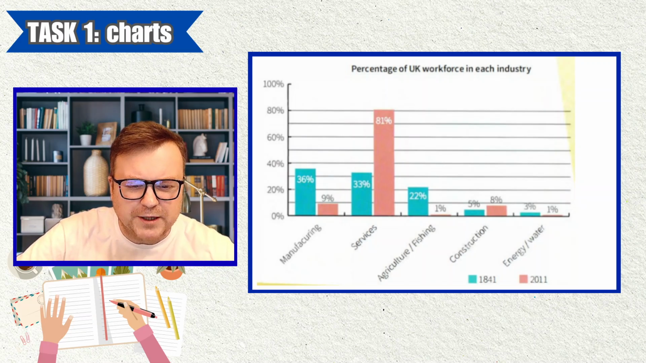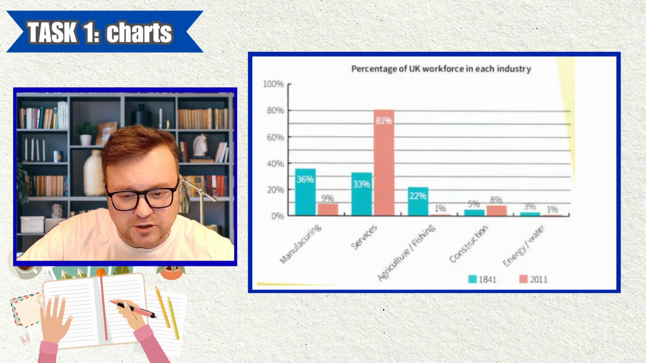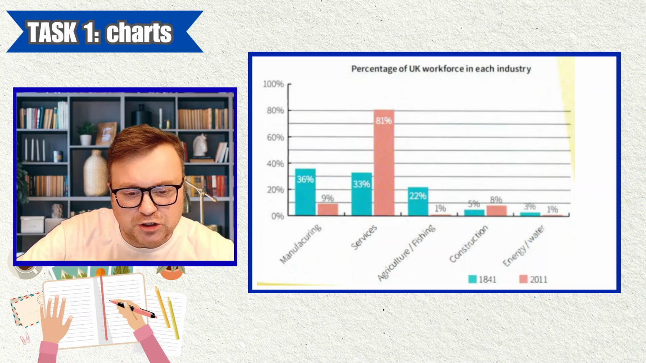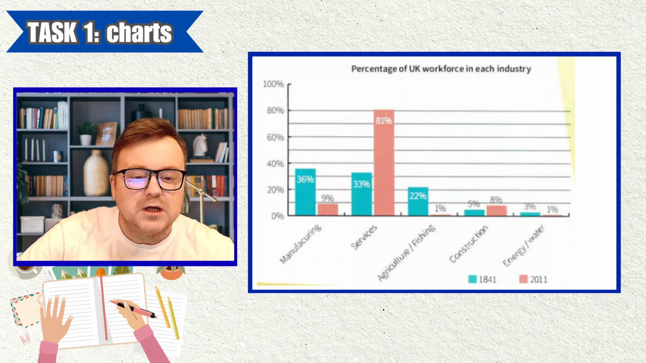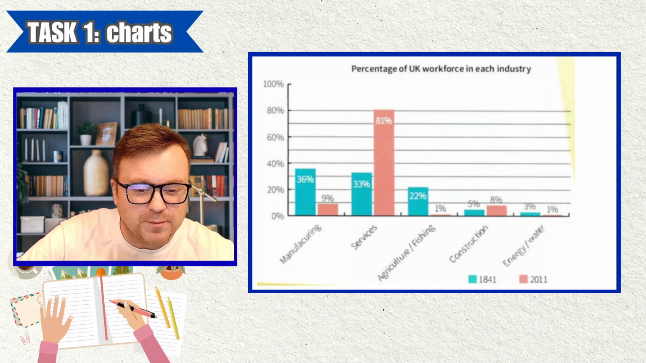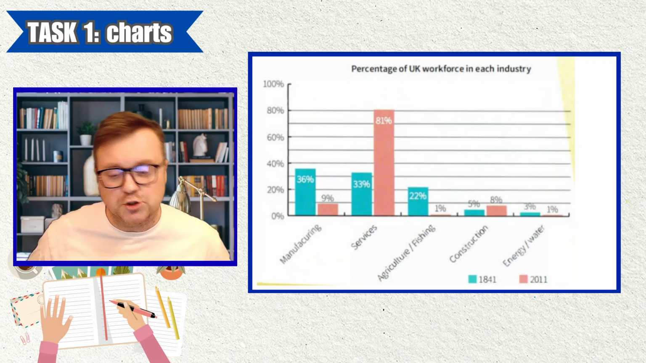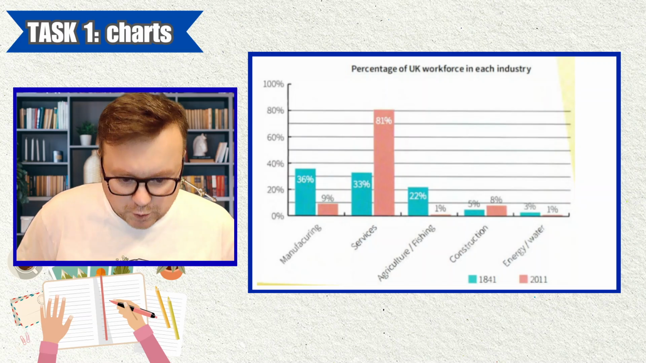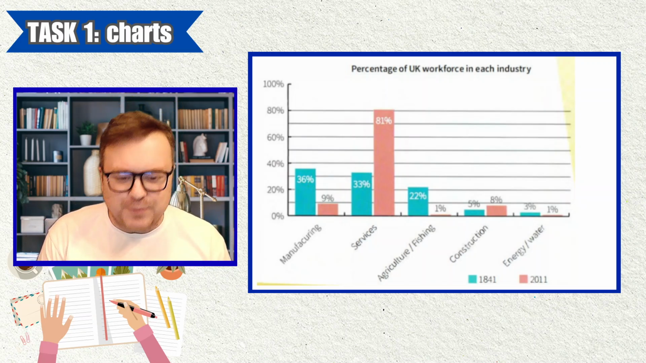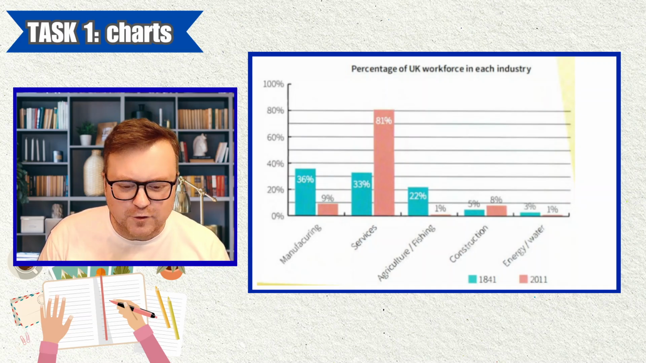But I think I would go with big changes and small changes. I would have one paragraph detailing the major changes, talking about services and manufacturing, maybe adding a point about agriculture and fishing too. And then in the second paragraph, I would talk about those sectors that haven't really seen much change, construction and energy, water. That's a logical way to break it down. And again, in Writing Task 1, there are different ways that you can break down the information. The important thing is that we clearly explain the information in the infographic.